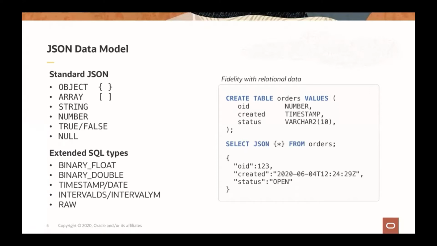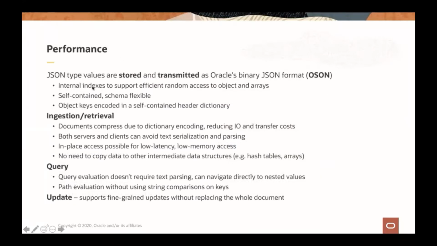The other item I wanted to talk about is performance. One of the reasons we wanted to add JSON type is for performance reasons. So these JSON type values are stored and transmitted across the network in our binary JSON format. We refer to this binary JSON format as OSON.